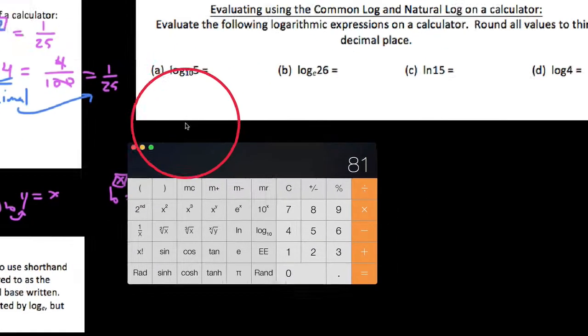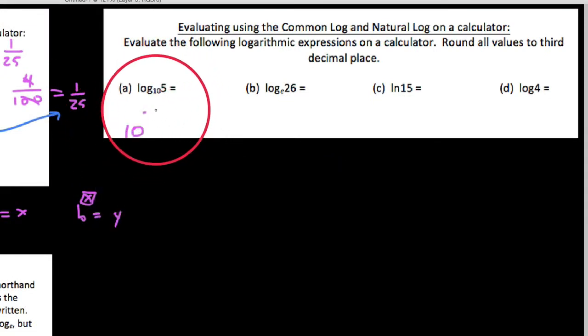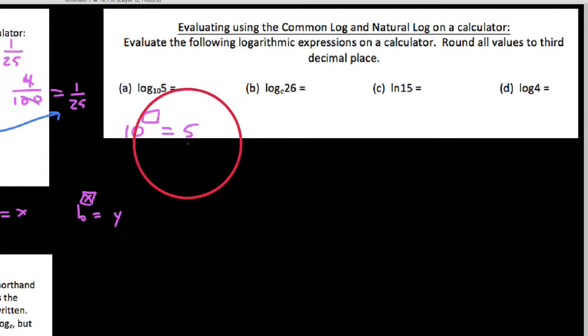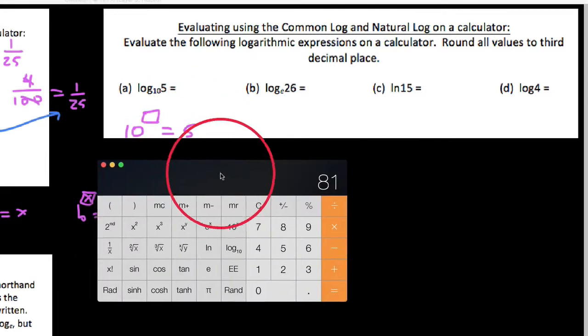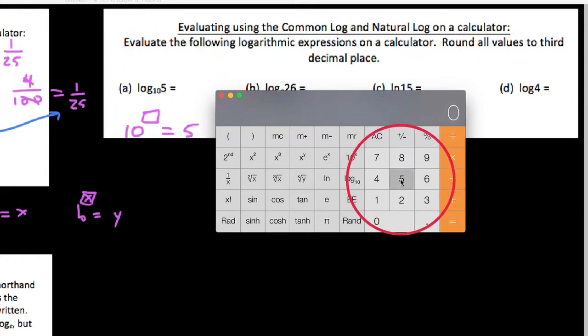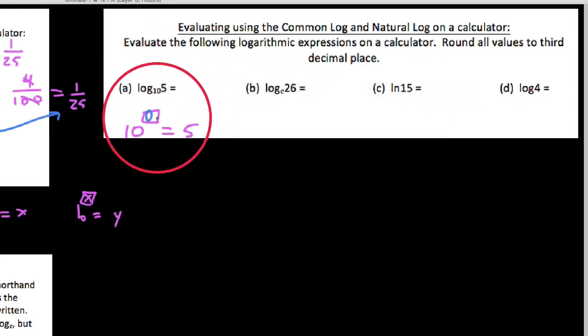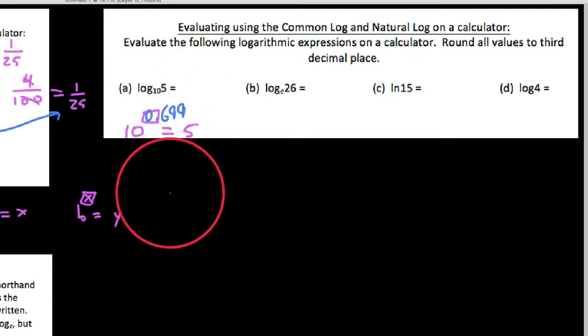So for instance, I'm asking this question, 10 to the what power equals 5? Well, a little bit easier to think about if we rewrite it this way. And my calculator, in this case, since I have a common log, it's log base 10, what we can do is we could say, well, I'm doing log base 10 of 5. So I'm going to type in my 5 on my calculator. I'm going to hit log base 10. It says 0.699-ish.